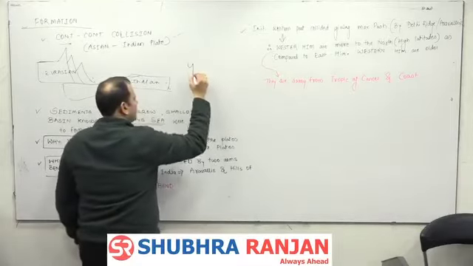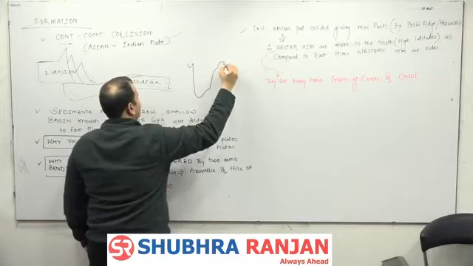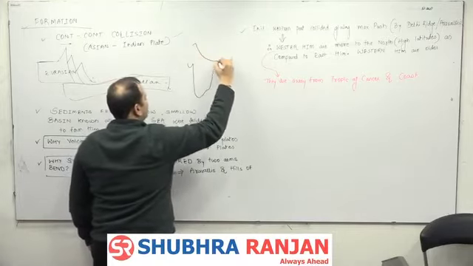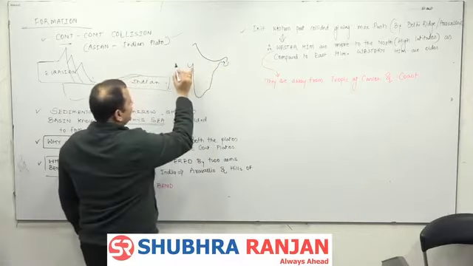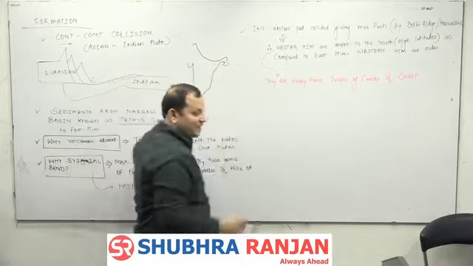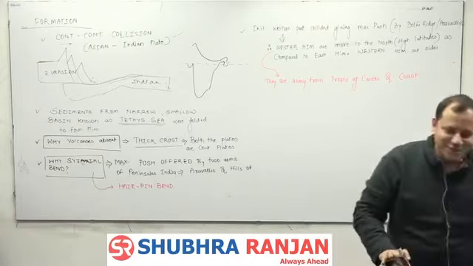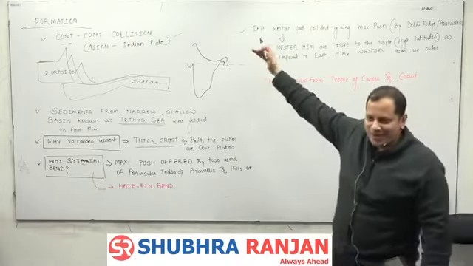ये है Tropic of Cancer एक लाइन 23.5 डिग्री नॉर्थ, उससे बहुत दूर है वेस्टर्न हिमालयस.